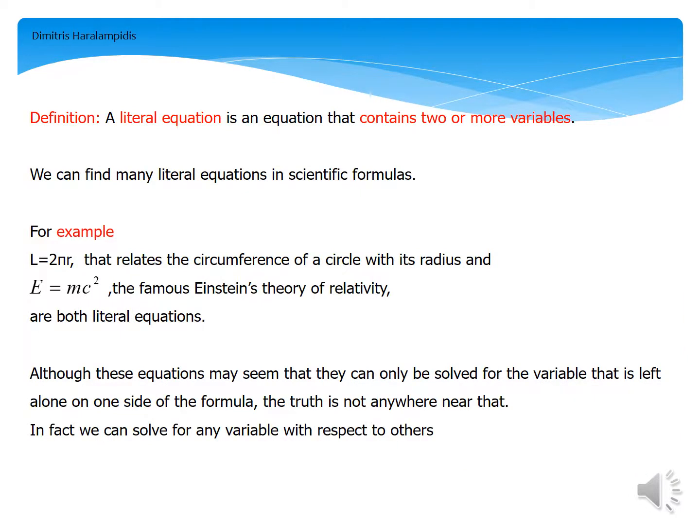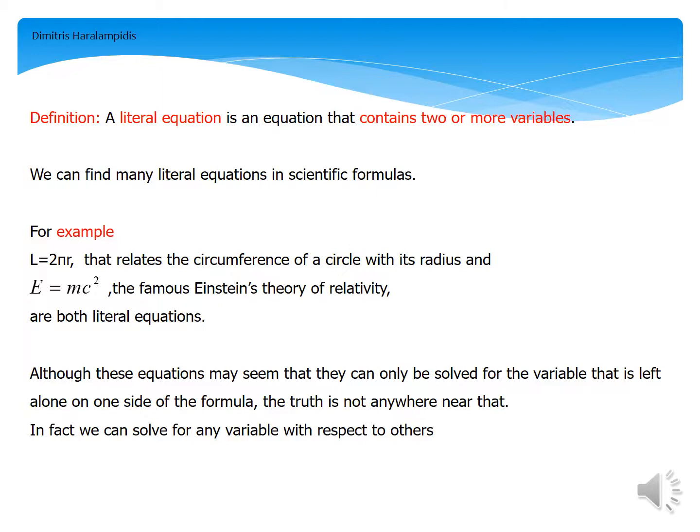Before we start, we should say some things about literal equations. Starting by definition, a literal equation is an equation that contains two or more variables. We can find many literal equations in scientific formulas. For example, the relation L equals 2 pi r that relates the circumference of a circle with its radius, or the famous Einstein's theory of relativity formula E equals mc squared, are both literal equations.